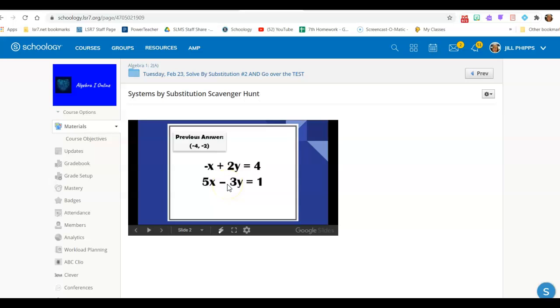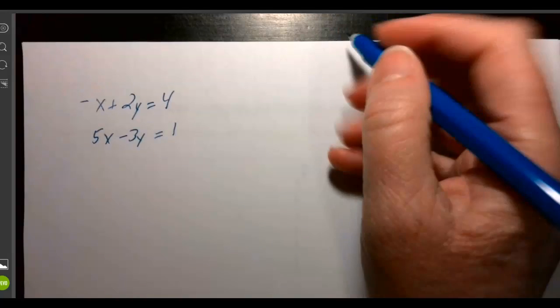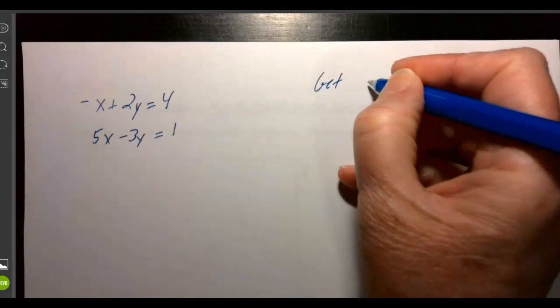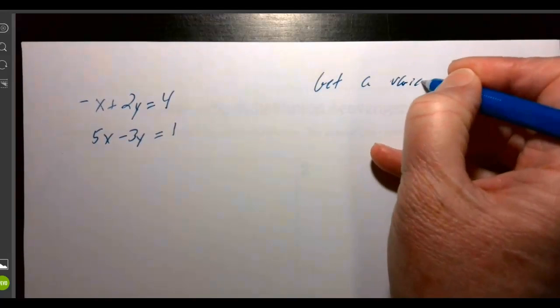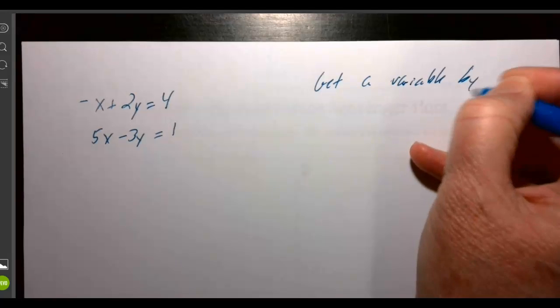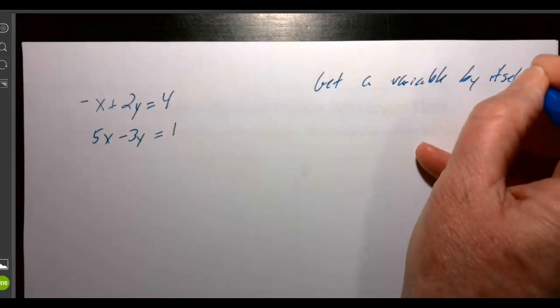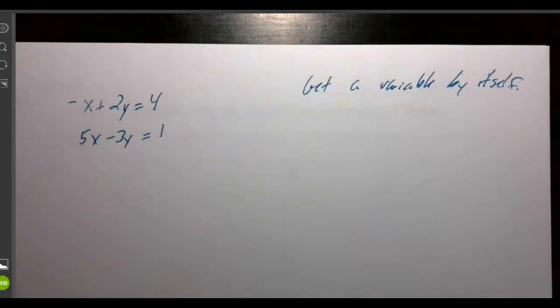So the first problem we're going to do, write this one down on your piece of paper. Negative x plus 2y is equal to 4, and 5x minus 3y is equal to 1. So we're going to solve this by substitution. Now to solve this by substitution, remember our first rule is get a variable by itself. Doesn't matter if it's x or y, but get a variable by itself.